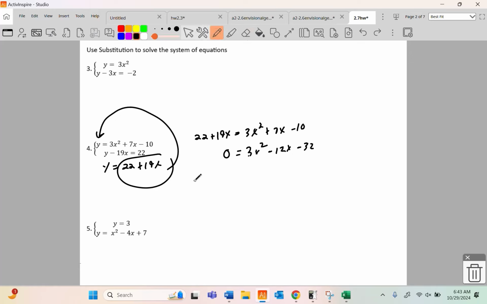Bummer. So x equals negative b plus or minus square root b squared minus 4ac all over 2a. All right, let's see what we got in here. We got a negative 12 squared, which is 144. We have a negative times a negative, so positive. We have 12 times 32. That's 384.